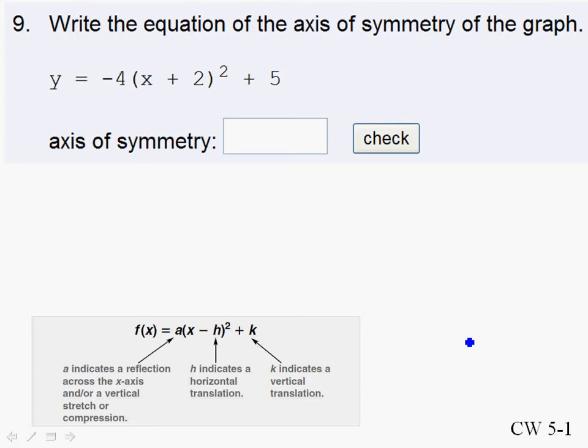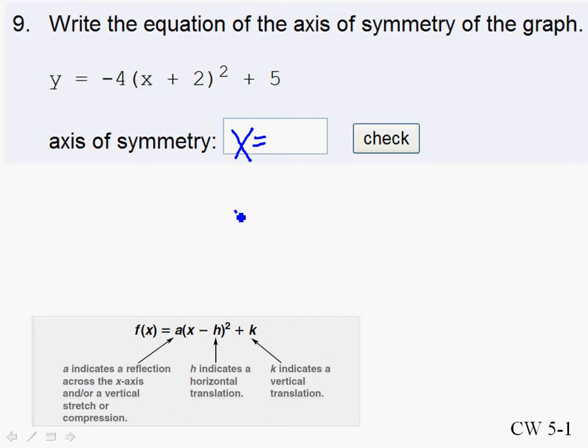Number 9, we're going to write the equation of the axis of symmetry for the graph. On your notes, this is a little snapshot from your notes. The h value indicates a horizontal translation. The axis of symmetry is always x equals something. It's going to be the vertical line that splits the parabola down the middle. The h value indicates the translation.